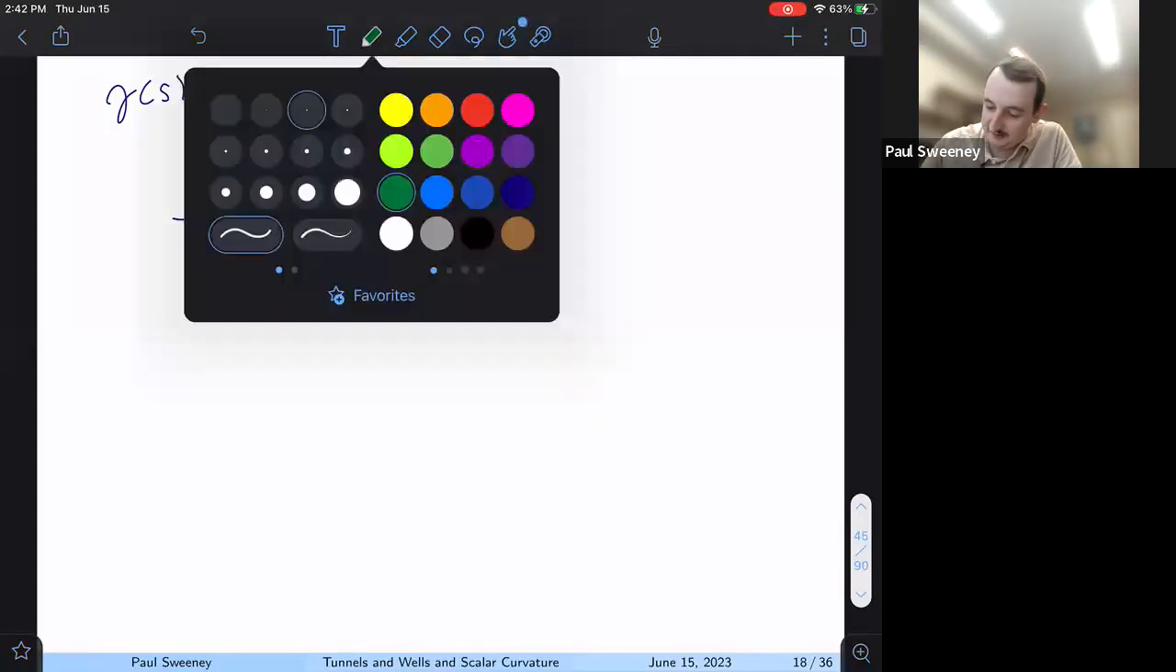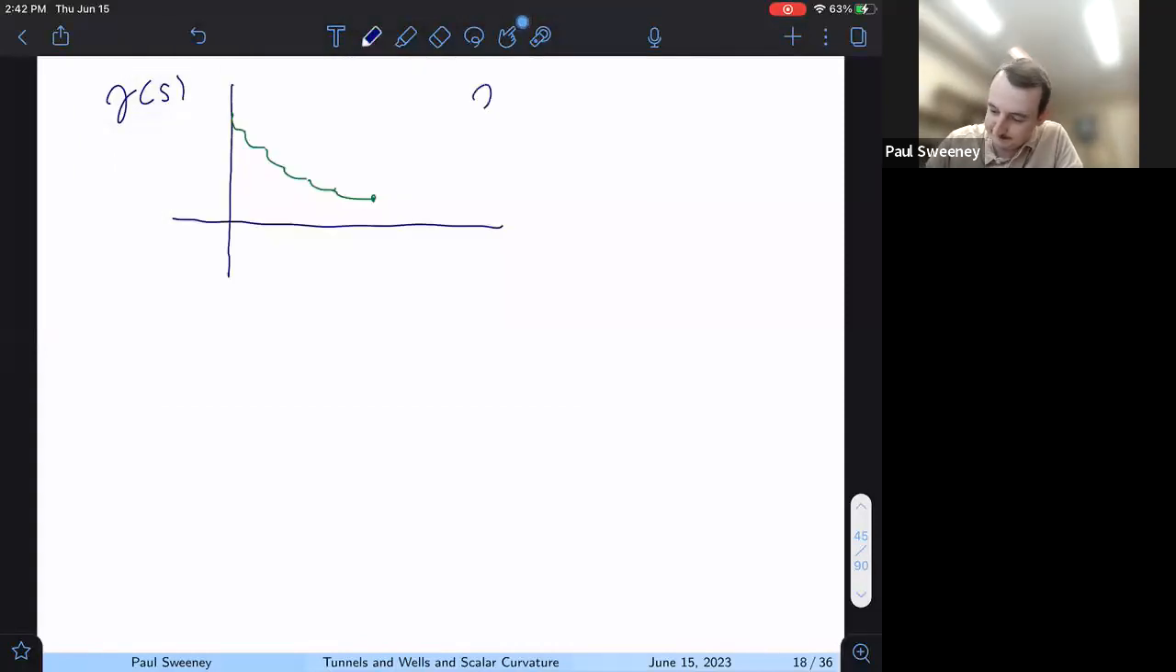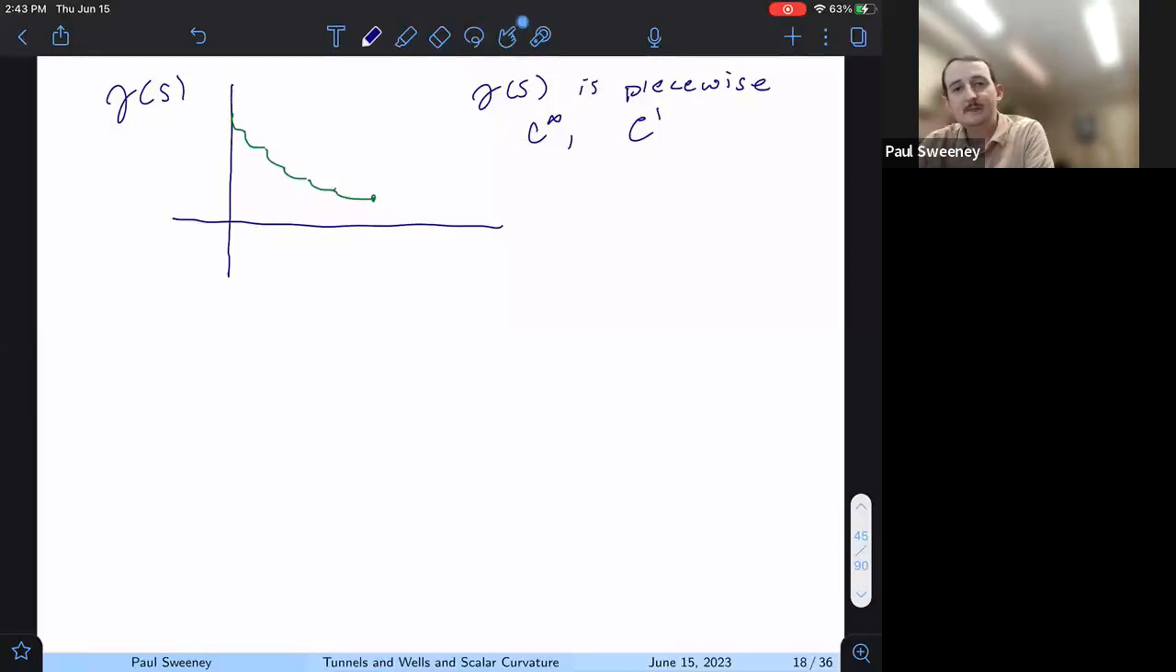Now, what we'll notice is this gamma of S is piecewise C infinity, and I think overall C1, just from looking at the formulas used to define gamma of S. So now we need to smooth this out. To smooth this out, we choose a bump function, a smooth transition function from this to here in the right way, and we can smooth it out.